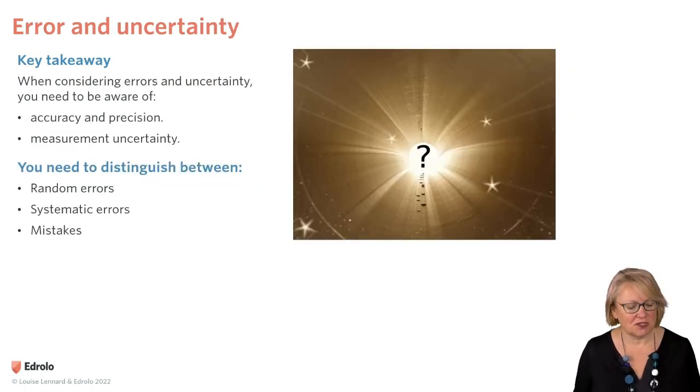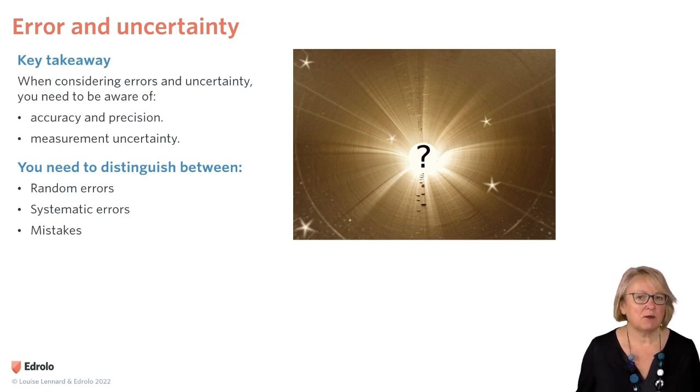Okay, error and uncertainty, really important things to consider in your investigation. We need to be aware of accuracy and precision and measurement uncertainty. And you need to be able to distinguish between random errors, systematic errors, and mistakes or personal errors.